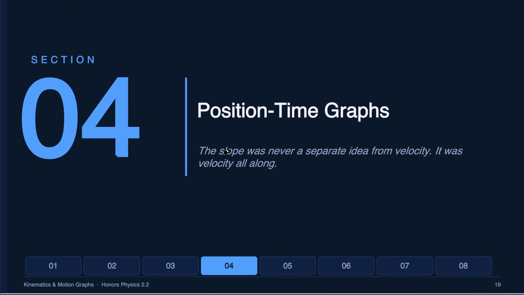Now let's go over position time graphs. So position time graphs are exactly what they sound like. The position as a function of time. How far something is, or what its position is, with the input as how much time has passed.